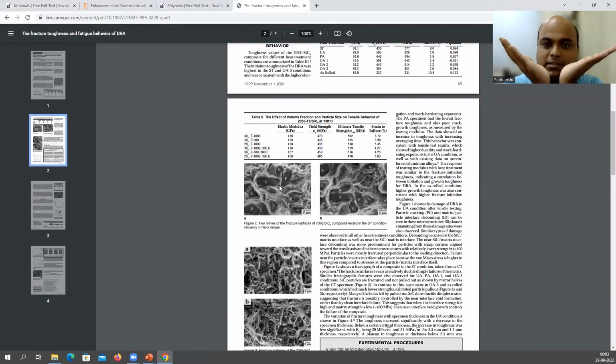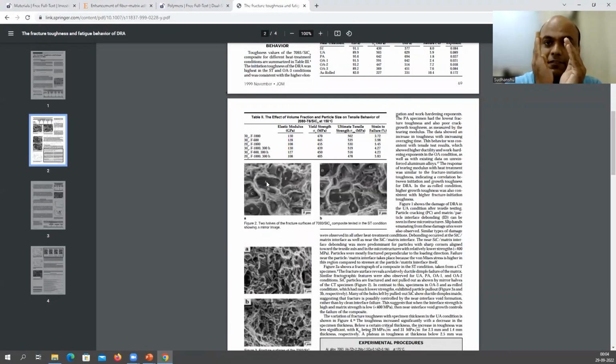After it has fractured in monotonic loading, you see one part, another part, and this A will correspond to another A here on the other fracture surface. So each particle is separated into two parts. One will go to one fracture surface, another will go to another fracture surface. So this is a typical case of particle fracture.